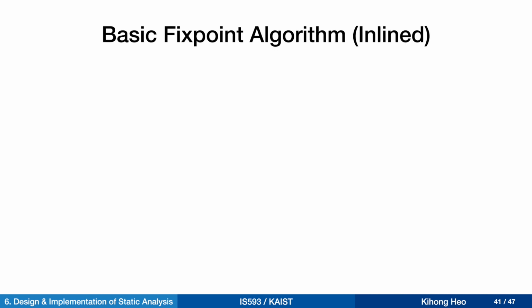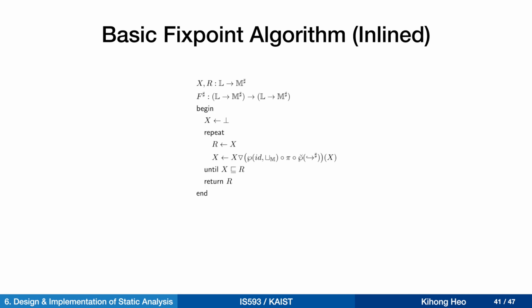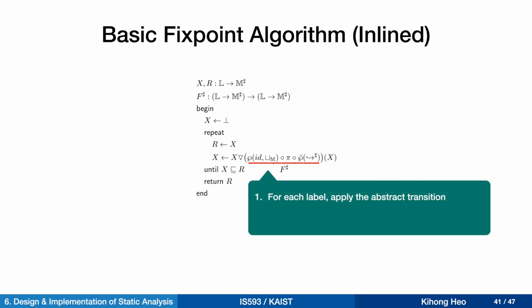Let's take a look at the algorithm more closely. Here I inlined all the definitions of the abstract domains and the abstract semantic function with what we defined. This one actually represents the abstract semantic function f sharp, right? Then how to implement this f sharp? It actually consists of three parts. First, for each label, we apply the abstract transition.